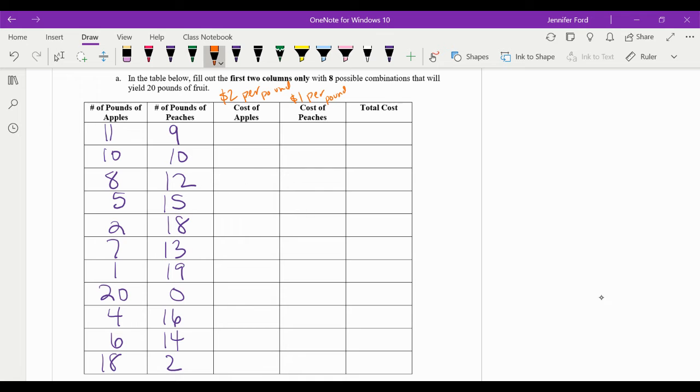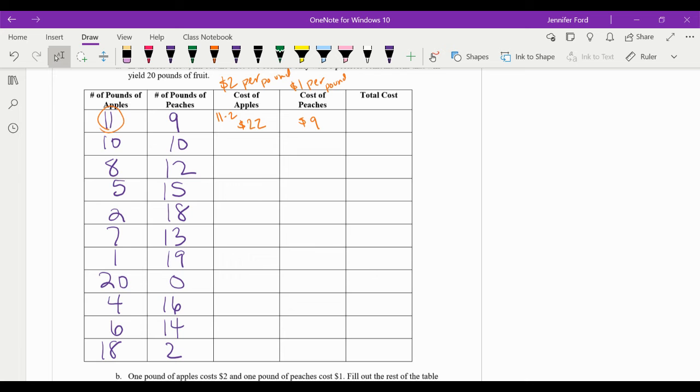So then the cost, if I bought 11 pounds of apples, that's going to be 11 times 2, which is $22. And then this is going to be 9 times 1, which is $9. And then I just go through and do those calculations. These numbers are pretty friendly, so hopefully you can do them in your head, but there's lots of calculations. So if you'd like to grab a calculator, you're welcome to do that.